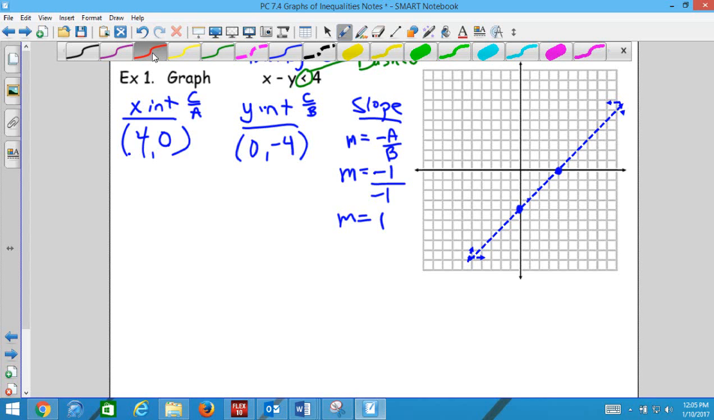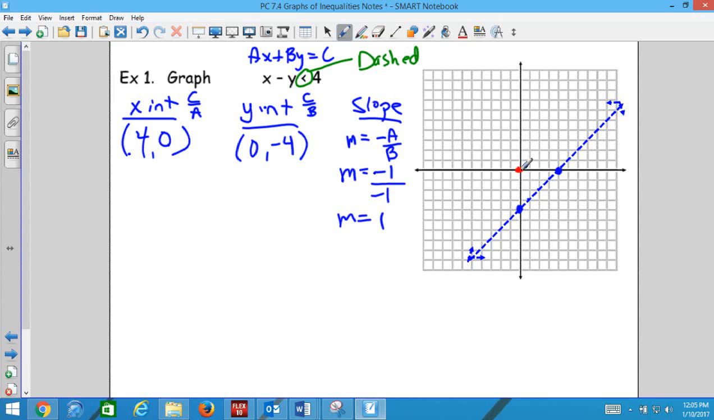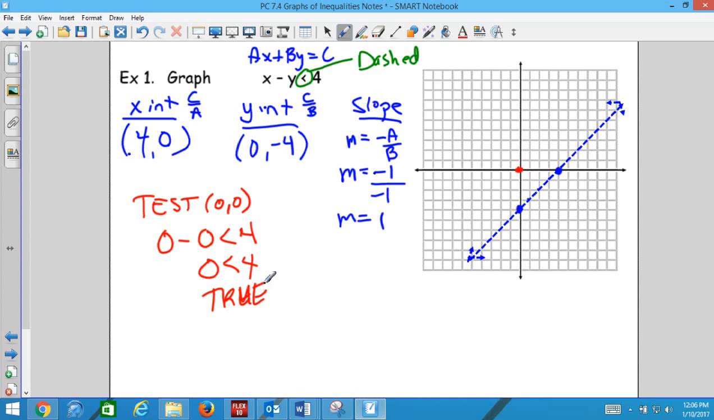You can choose whatever you want. I'm going to choose the easiest ordered pair to plug in. In my opinion, 0, 0 would be the easiest one to plug in. I'm going to test the point 0, 0. So that would be 0 minus 0 less than 4. So is 0 less than 4? Is this point right here a point that is part of the solution? Is that true? Yes. If that is true, that means that the side that gets shaded contains 0, 0.